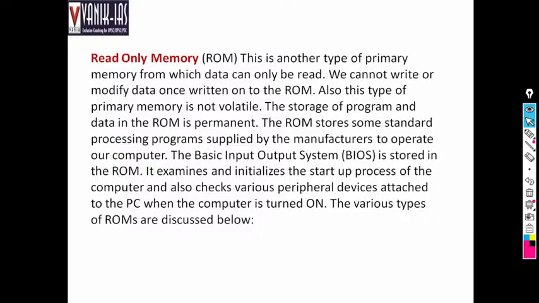What is this read only memory? This is another type of primary memory, from which data can be read. You cannot write or modify data once it is written in the ROM. What is that ROM? That is initially fixed in a mobile. For example, the operating system of your mobile, or those memory. For example, how to do what, right?